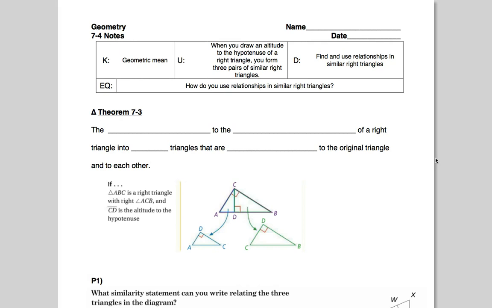Theorem 7.3, the altitude to the hypotenuse. So think back what an altitude is. It goes from a vertex to the opposite side, and it's perpendicular to that opposite side. So the altitude to the hypotenuse of a right triangle divides the triangle into two triangles that are similar to the original triangle and to each other.